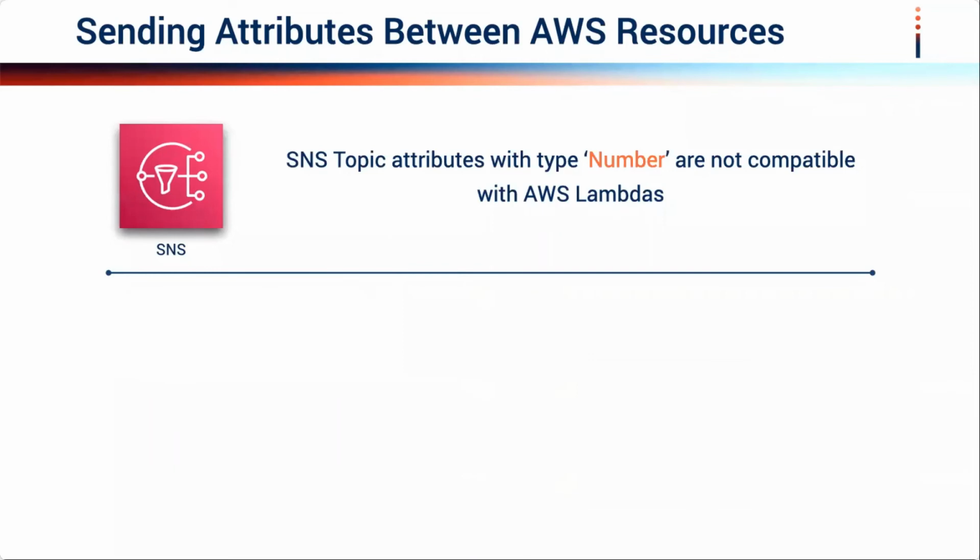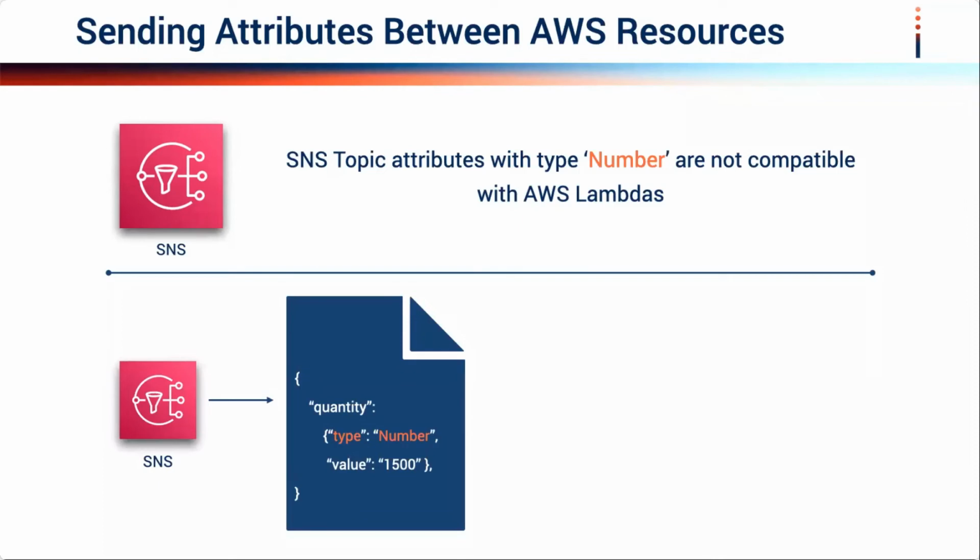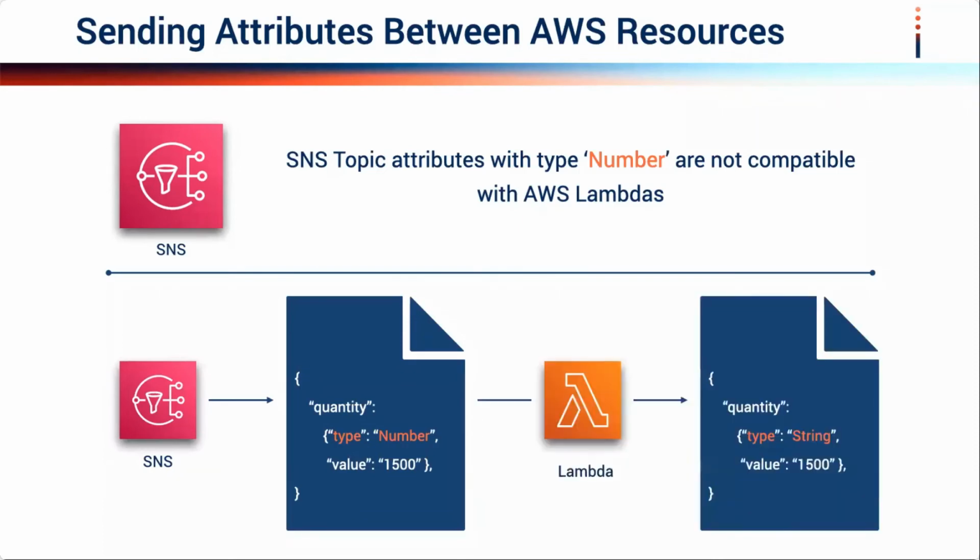Unfortunately, the number data type in SNS topics isn't supported for AWS Lambda subscriptions. Any data type of number is changed to string by AWS. This presented a huge problem for us, as maintaining the integrity of user messages is vital to Kuri.